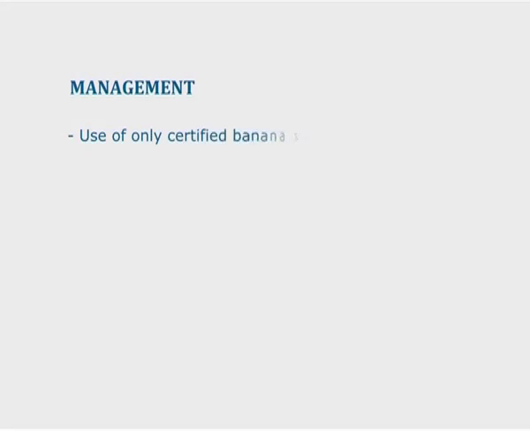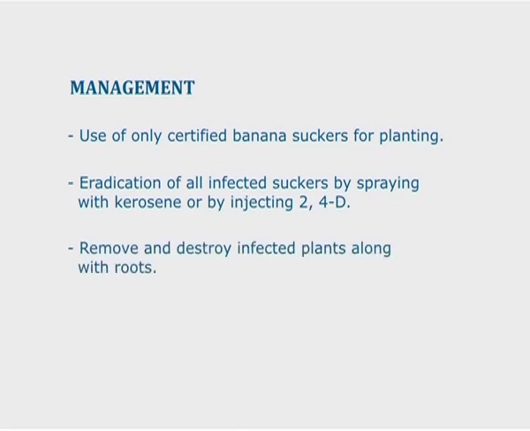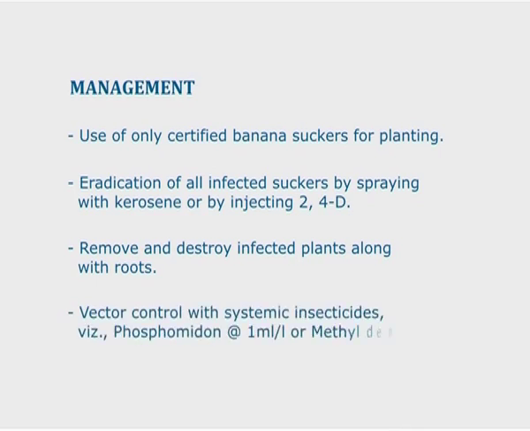Now coming to the management of the disease. Use only certified banana suckers for planting. Eradicate all infected suckers by spraying with kerosene or by injecting 2,4-D. Remove and destroy infected plants along with roots. Vector control with systemic insecticides such as phosphamidone at the rate of 1 ml per liter or methyl dimethone at the rate of 2 ml per liter is recommended.